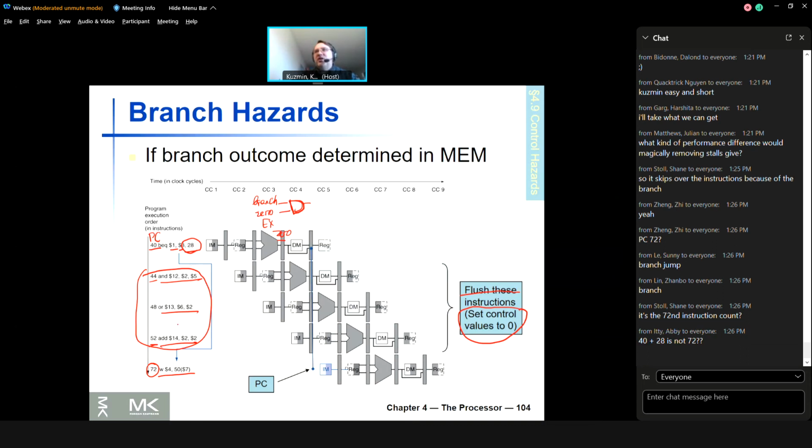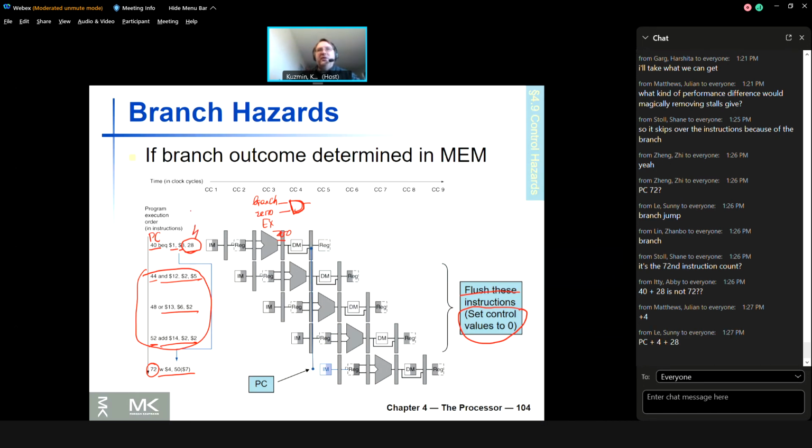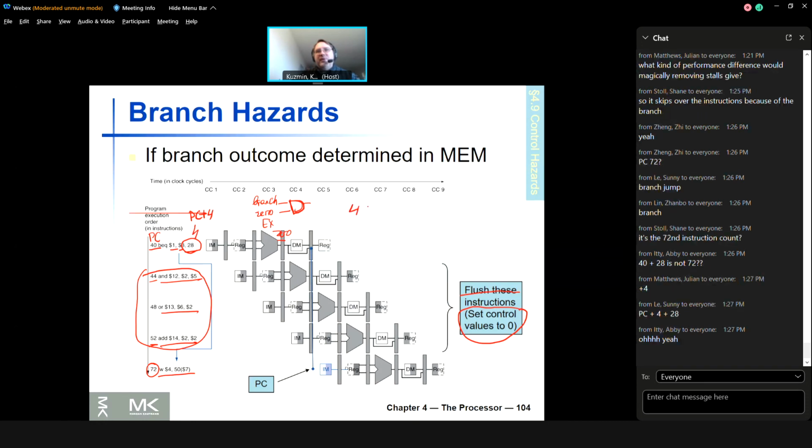40 and 28 is 68. If you ask me, 40 plus 28 is not 72. Exactly, it's plus 4. Remember, when we take this offset, we already have PC plus 4, so it's PC plus 4 plus 28. So it should be 44 plus 28, so that should be 72 if I did my math correctly. So see how all things should kind of click in place, right? So this 72 is correct.